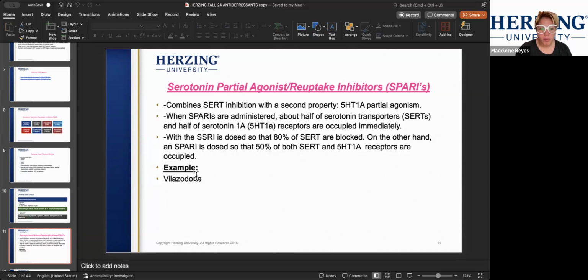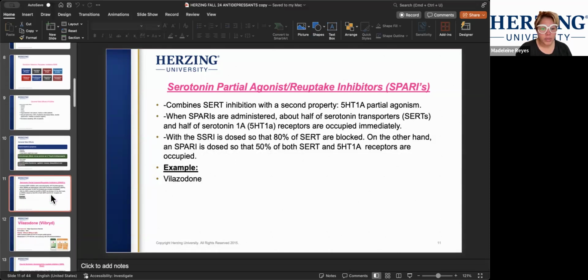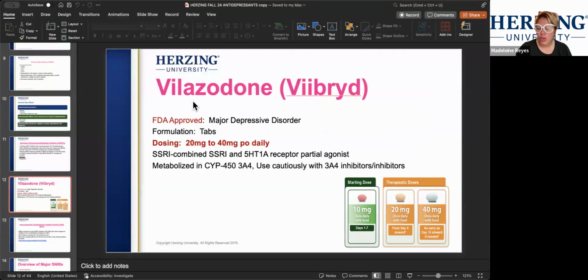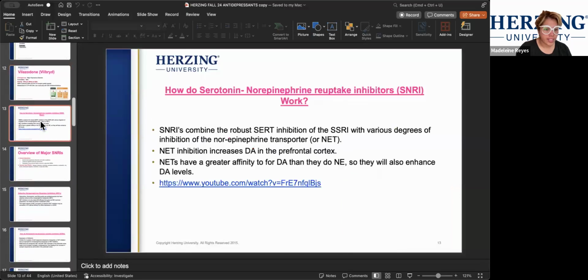One of the most common medications is vilazodone, or Viibryd. Very commonly used for depression and a good option also for people that have sexual dysfunction. Viibryd would be a good option for them. FDA approved for major depressive disorder. It comes in 20 or 40 milligram tabs. It combines SSRI action with 5-HT1A receptor partial agonism. Metabolized by the CYP3A4 enzyme, so use cautiously with any inhibitors or inducers of that enzyme.